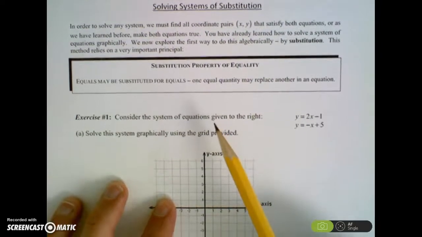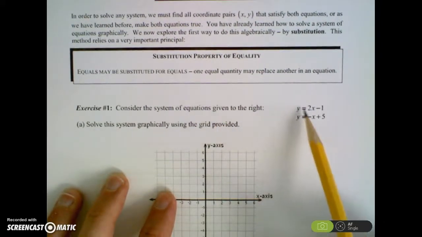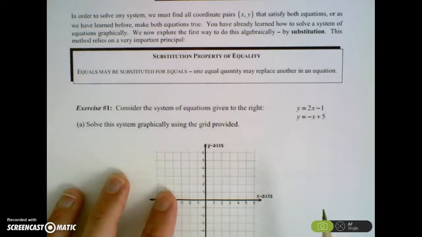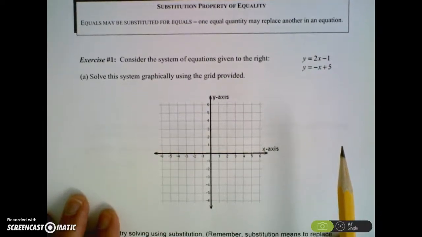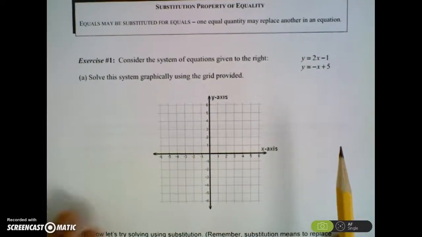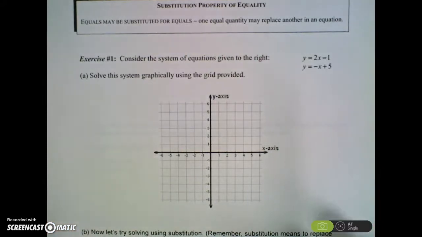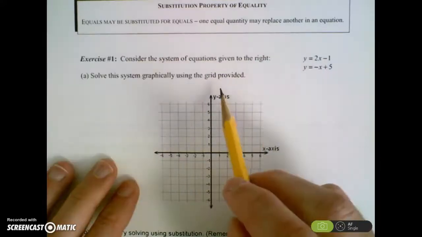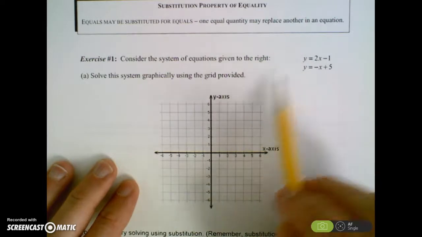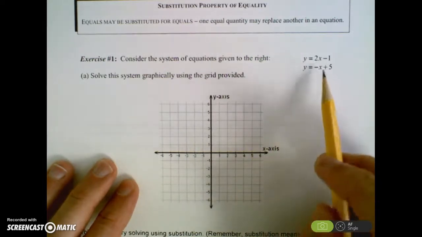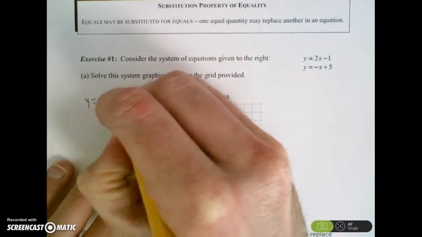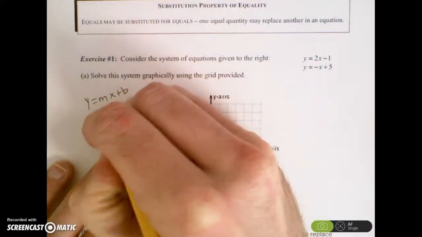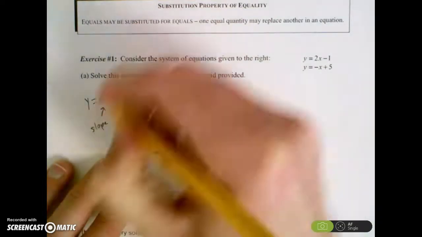Consider the system of equations given to the right. y equals 2x minus 1, and y equals negative x plus 5. We've solved this system before graphically, so we're going to show you how to do this method again, just so everybody is comfortable and understands the connection between substitution. To solve this graphically, we take each equation and graph it on the x and y axis. Remember, when we do that, we use the form y equals mx plus b, where m is the slope and b is your y-intercept.